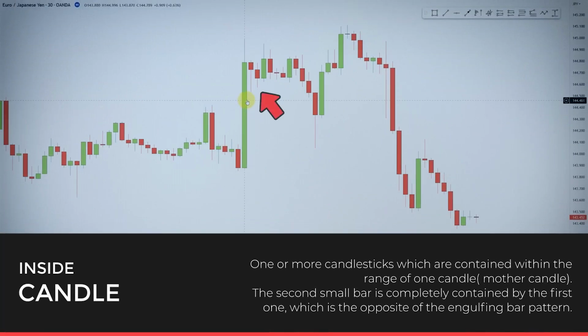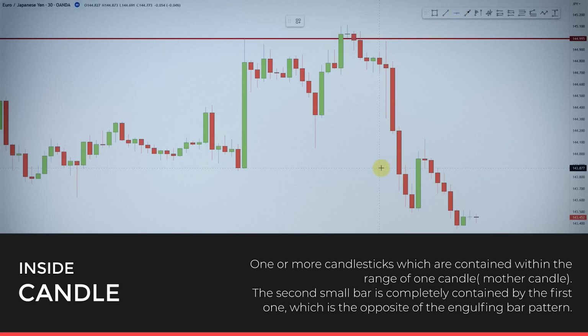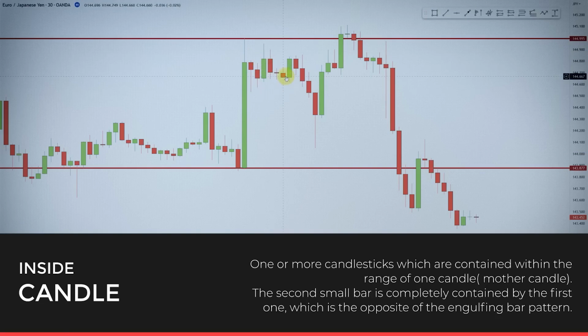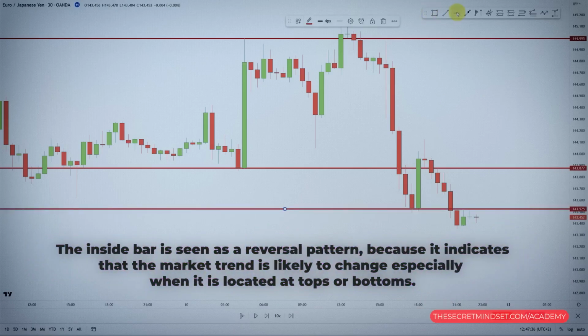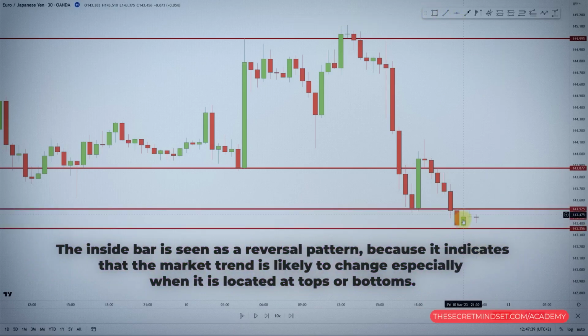Inside bars are another formation you should incorporate in your analysis. Inside bars are either one or more candlesticks which are contained within the range of one candle. This candlestick is usually referred to as the mother candle. The second small bar is completely contained by the first one, which is the opposite of the engulfing bar pattern. The inside bar is seen as a reversal pattern because it indicates that the market trend is likely to change, especially when it's located at tops or bottoms.